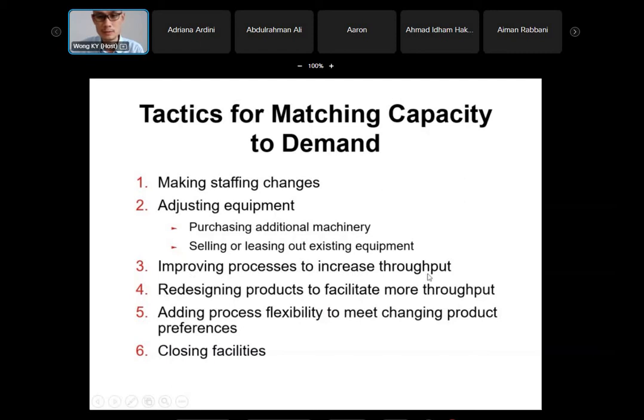Third, improving processes to increase throughput. If you do not have enough capacity, then you have to improve your processes so that their capacity can be improved. How do we improve processes? Normally we simplify the processes or we automate them, using robots and automation technology. Fourth, redesigning products to facilitate more output. Imagine you don't have enough capacity to make the product because it is very complicated and takes a very long lead time. Then you will have to redesign and simplify the product, so you can make it in a shorter time. In other words, you will have more capacity. And of course, if you have more than enough capacity, you can also consider closing down your facilities. You don't need the facility.